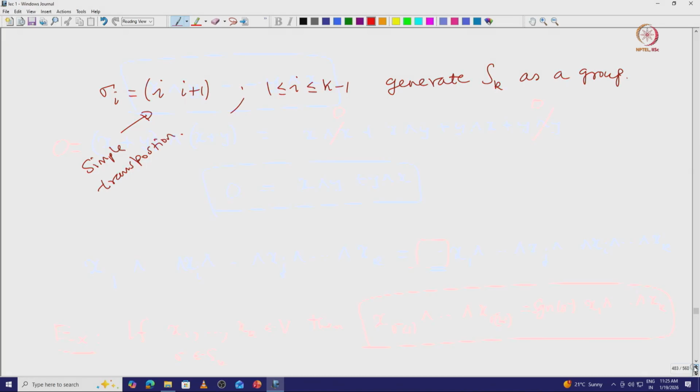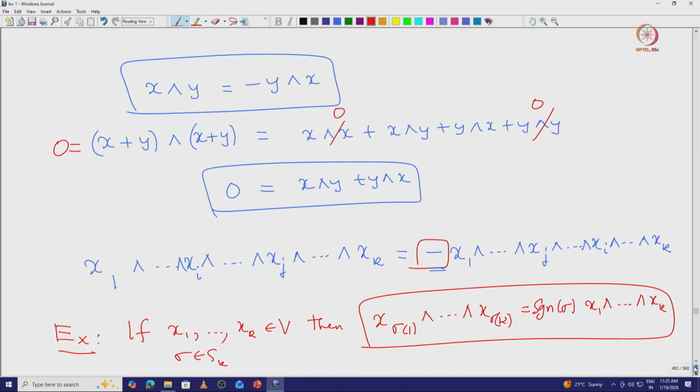And now it is easy to verify for a simple transposition. Whenever you switch xi and xi plus 1, you will get the minus sign. So, that is easy to verify. That is actually indeed this proof, x wedge y is the same as minus y wedge x. So, that actually tells you that even for any general sigma in S_k, you have this relation.